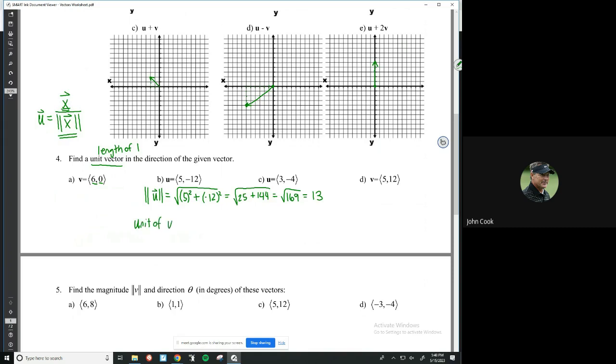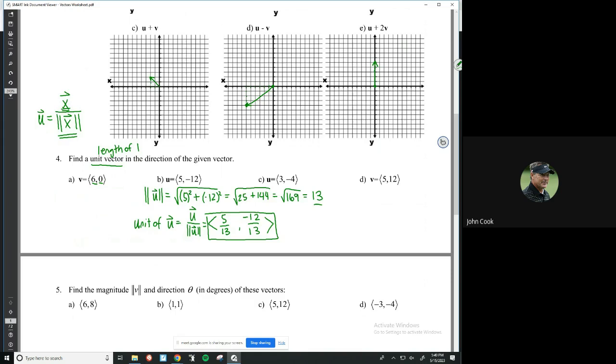To find the unit vector of the vector u, it's going to be equal to u divided by its magnitude, which is the component values, 5 and negative 12, divided by that number that we just found, 13. So divided by 13 and divided by 13 here. And you can't really simplify that any further like we could with letter A. So we're just going to leave it like that. This would be our answer. We just leave it as a fraction.